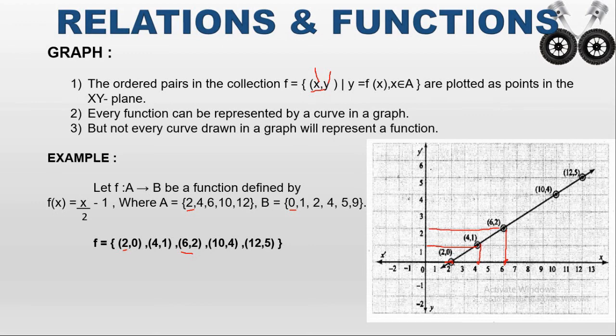Next one is 10 comma 4. On the x-axis you have to plot the 10, and on the y-axis you have to plot the 4. So it will be here. These two meet at this point, 10 comma 4. And then 12 comma 5. On the x-axis you plot the point 12, and from that you move along the y-axis. The y value will be 5, so you plot here. So the point will be 12 comma 5. Join all these points, and you will get one straight line.